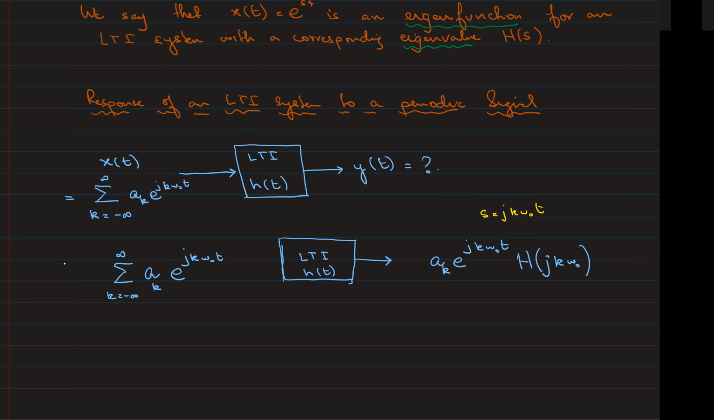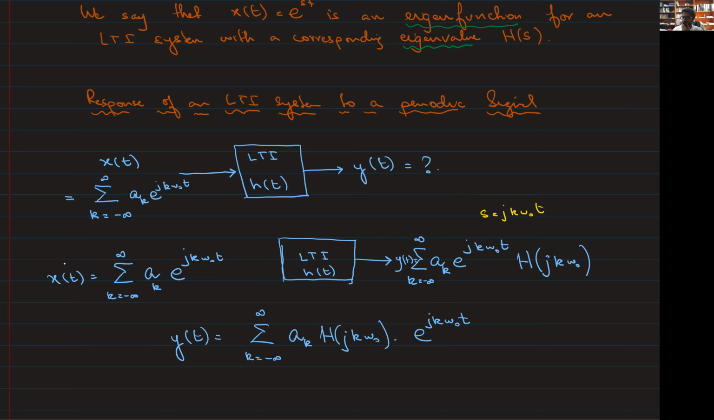Of the output as well. The output with summation. That's it. And here's the output. There you go. So if x of t is the input, which is a summation of complex exponentials, y of t takes this form, right? So I conclude that y of t, therefore, let me write this clearly, is the summation, k going from minus infinity to plus infinity, ak times h of j k omega naught times e raised to j k omega naught t. Okay, so the output is of this form. If the input is a periodic signal, the output is of this form.